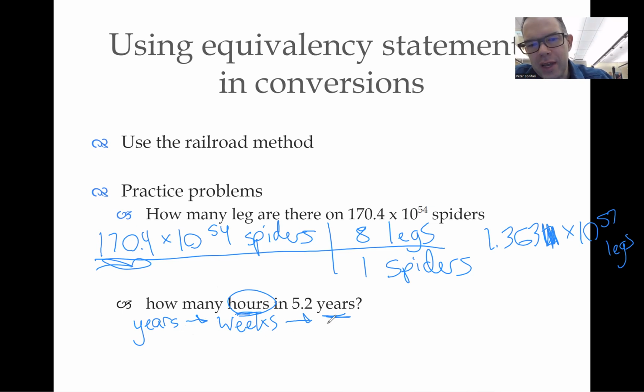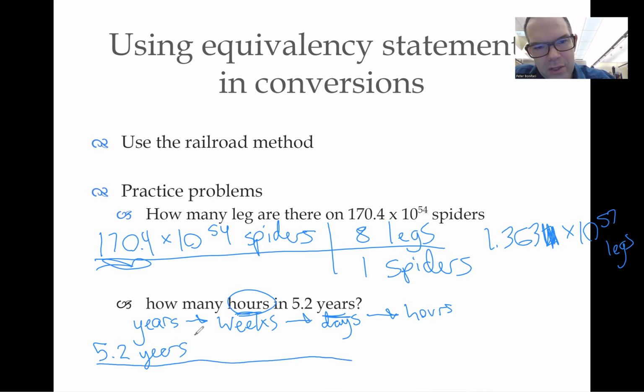So from weeks, you can go to days, right? You know how many days are in a week. And then from days, you can go to hours. Yes, so that's kind of our game plan. Okay. Let's start with 5.2 years. That's where we start. We railroad. This is where it starts looking actually like a railroad. So you're going to get rid of years. Again, you can go to days or whatever you want to, as long as you can, in your brain, know what those two things are equal to. And I know that there's 52 weeks in 1 year.